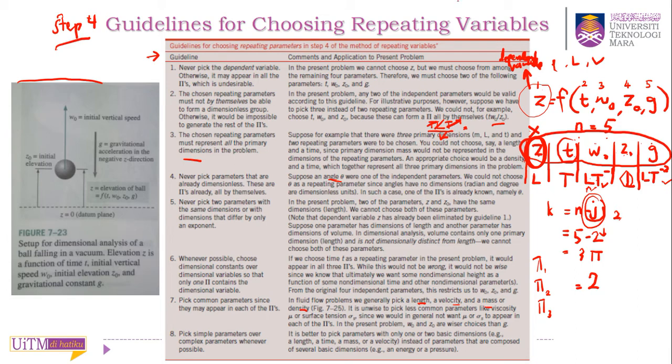Okay, so according to these guidelines, what do you think we need to choose for this problem? We need to choose two. T, W0, Z0 and G. So what do you think are the two parameters available that are the best option we can choose as our repeating variables? Anyone? Any guess?